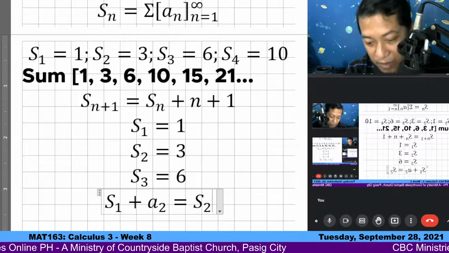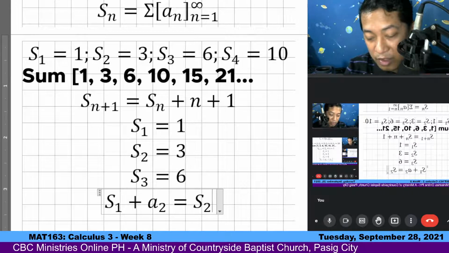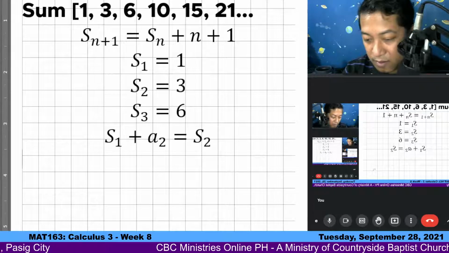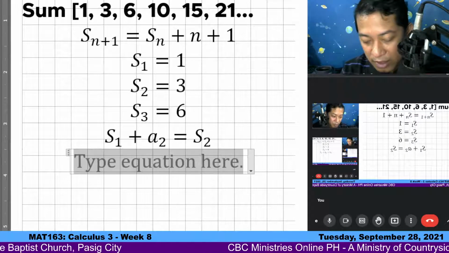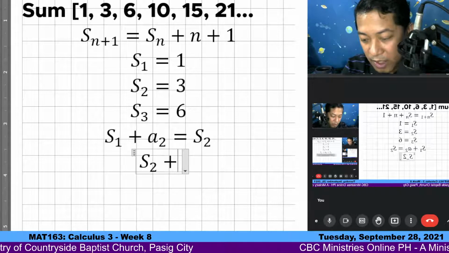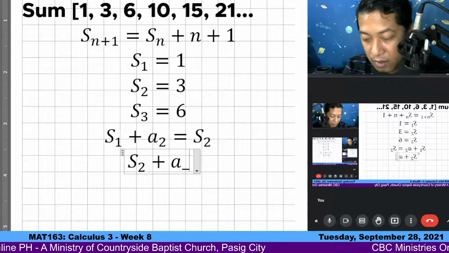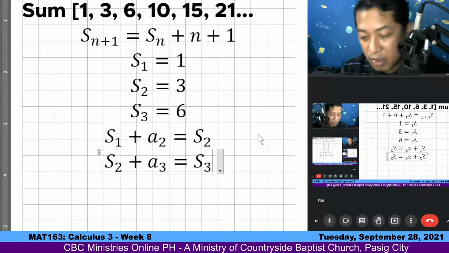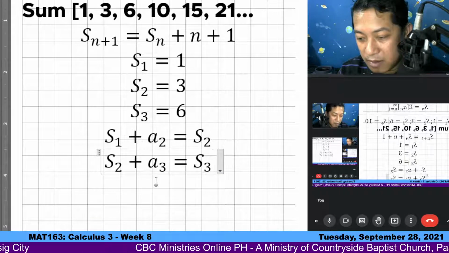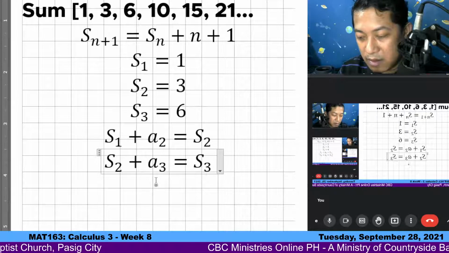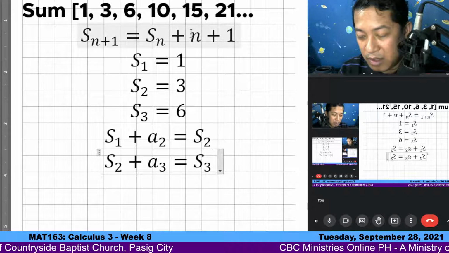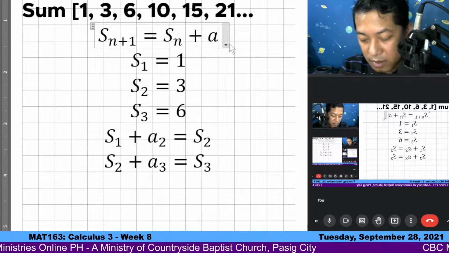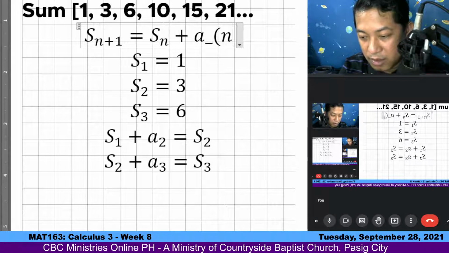Dinadagdag mo lang yung first term dun sa second term, dinagdag mo dun sa sum number 1. So naging S2 siya. In like manner, so I'm developing a pattern here. In like manner, the sum of the first two terms when the third term was added, that would result to the sum of the three terms. Okay, and so on. So yung generalization natin, so this is A sub n plus 1.